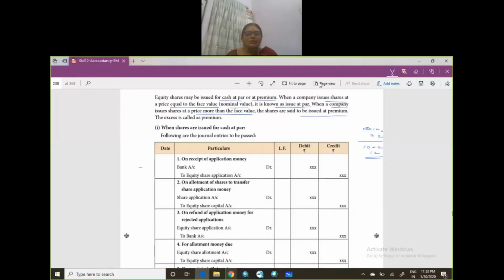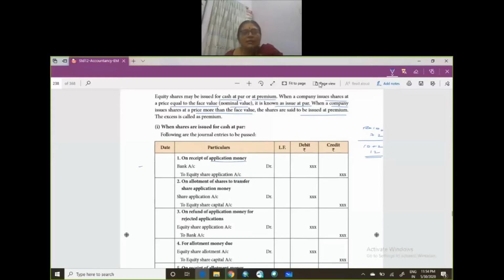So now let us go into the journal entries. You have to be very familiar with all these journal entries. The first journal entry is on receipt of application money: Bank account debit to equity share application. Bank account is debited because bank is the receiver, you're depositing money in the bank. The second journal entry is on allotment of shares, to transfer application money to share capital: Share application account debit to share capital. This is the money due actually.